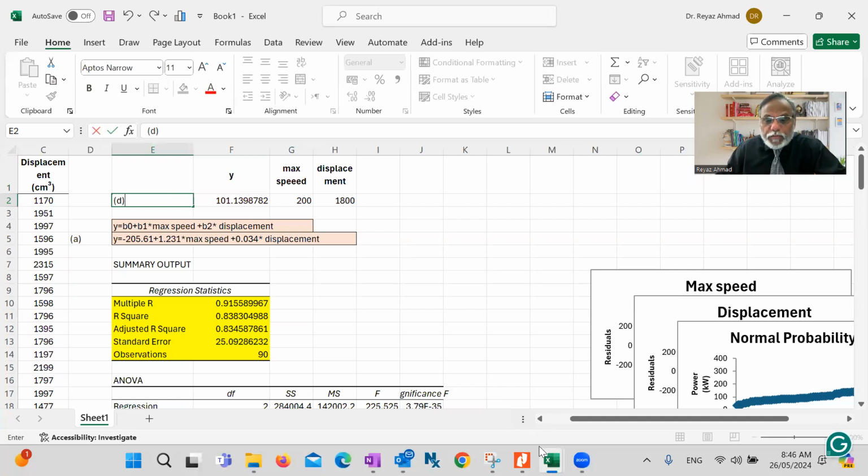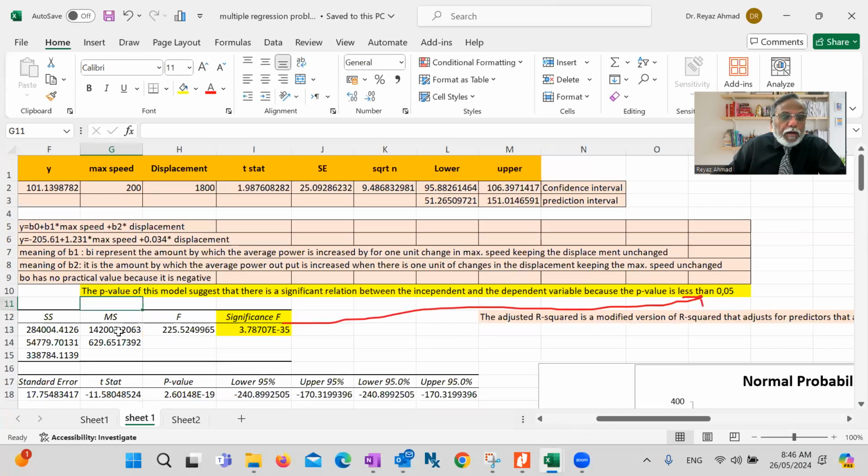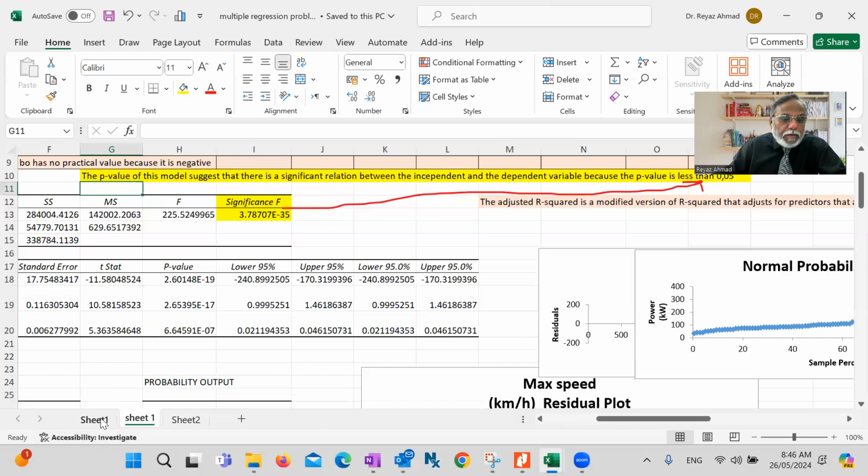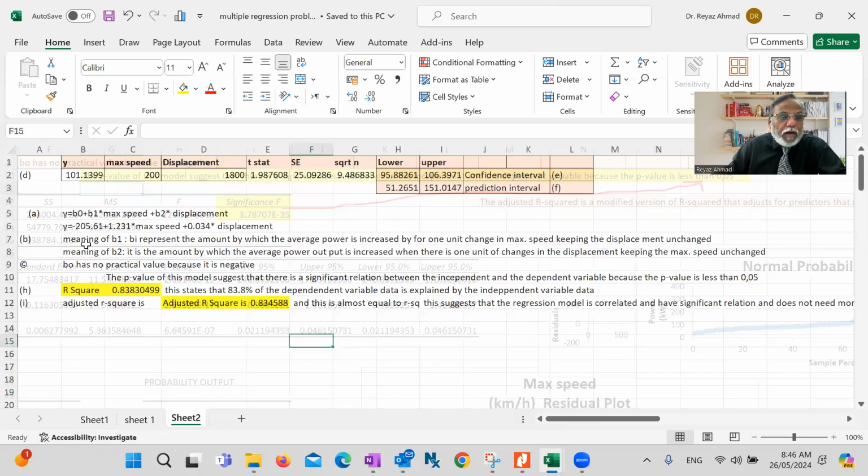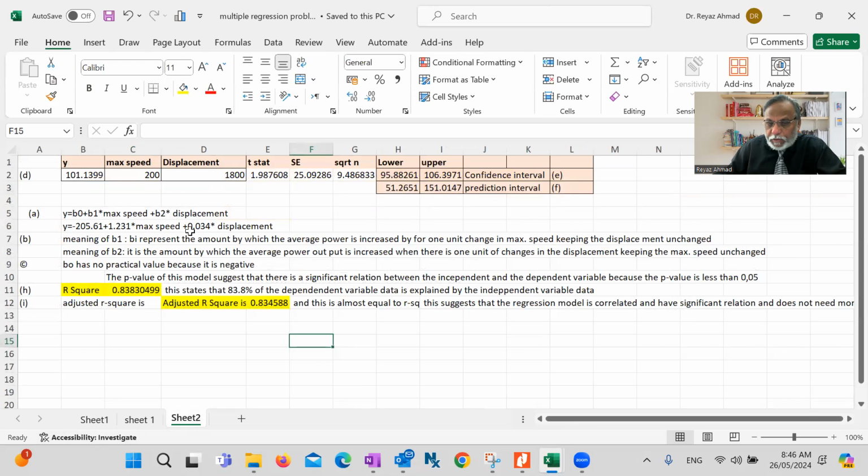Question number D has already been shown to you here in the second sheet. I have also copied the sheet that I gave you. Here you can see the three sheets, sheet 1, sheet 2. In sheet 2, you have the answer for D. I have already explained it over here. You already have the sheet, you can check it out. So the answer of question number D is that the predicted value is 101.1399. So this is done.